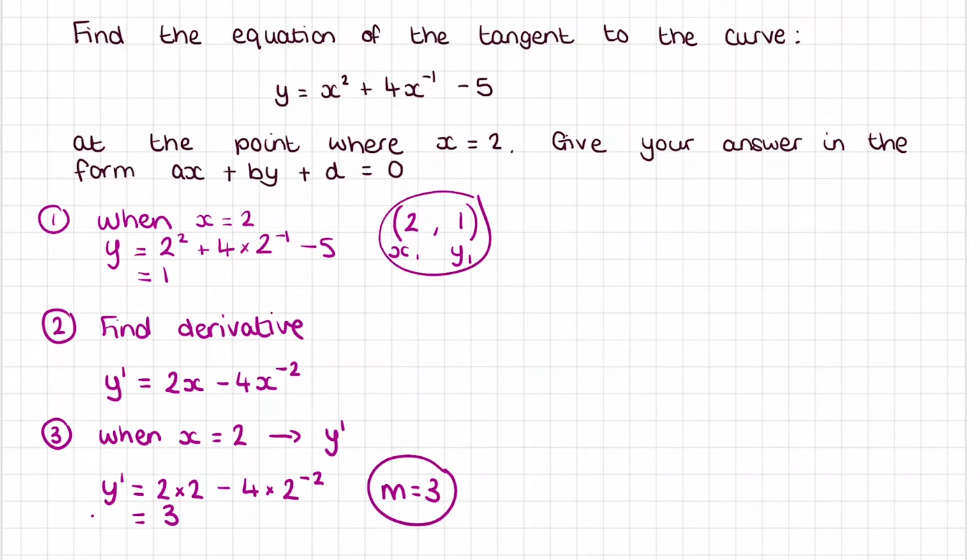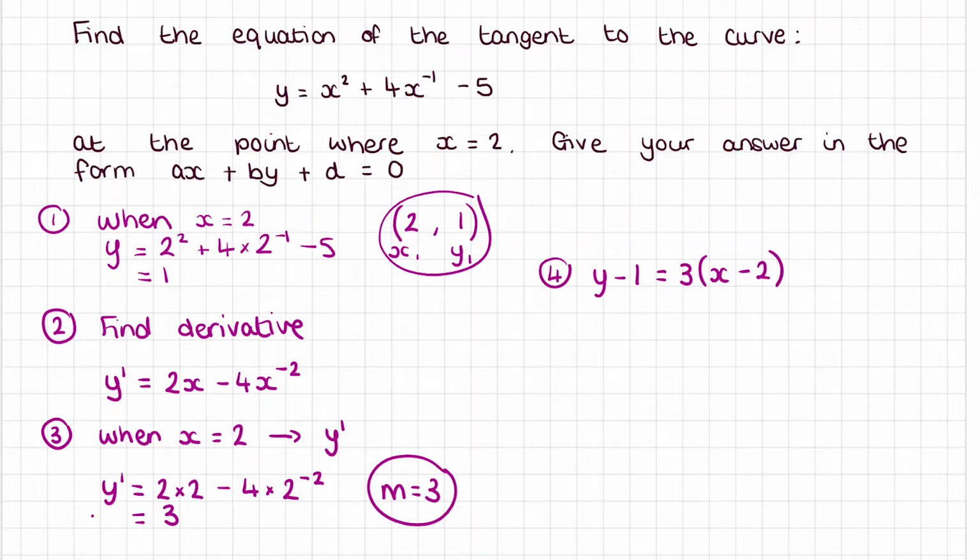So once we've found the derivative and our gradient at that particular point, and we have our original coordinates of that point, we can then find the equation of the line. So we'd have y minus y1, so y minus 1 equals our m value, which is 3, multiplied by x minus our x1 value, which was 2.